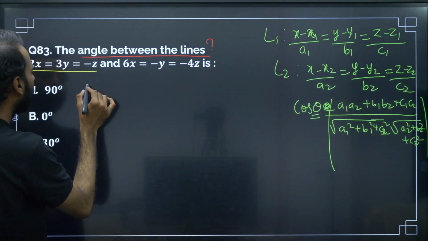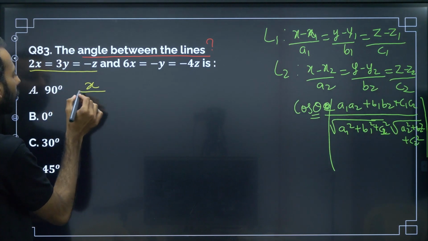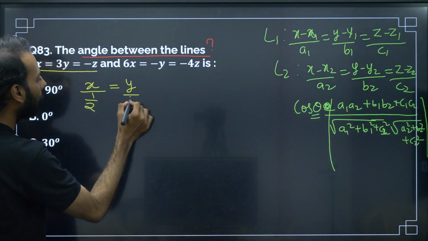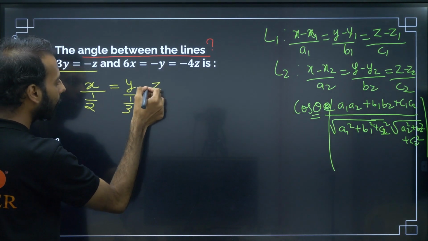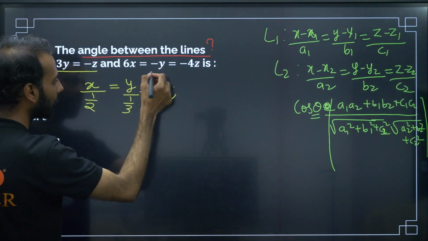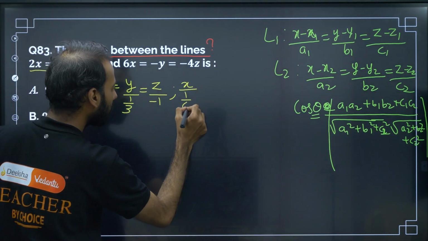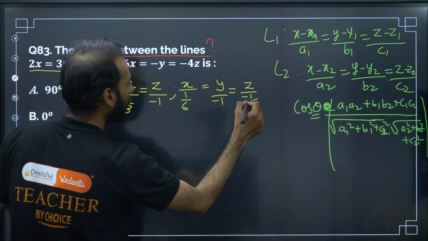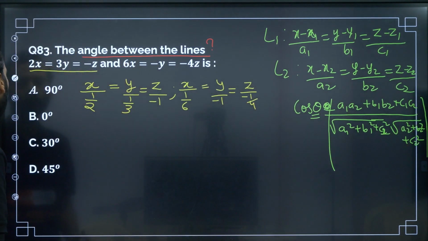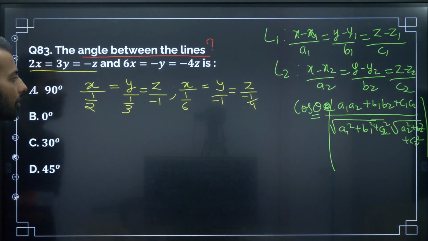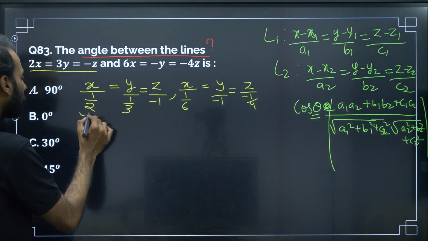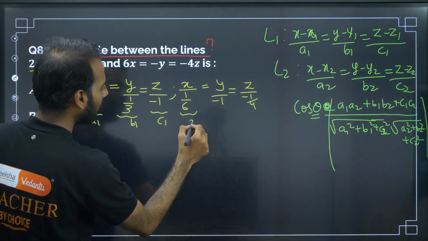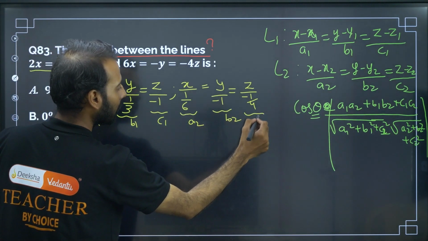So if I convert x divided by, rather than writing 2 here, I will write 1 by 2 is equal to y, rather than writing 3 here, I will write 1 by 3, z, rather than writing 1 in the numerator, let me place it in numerator. Next, x divided by 1 by 6 is equal to y divided by minus 1 is equal to z divided by minus 1 by 4. Now you see this question and you see that synopsis, just try to relate this synopsis and that one. So this will be a1, this will be b1, this will be c1, this will be a2, b2 and c2.